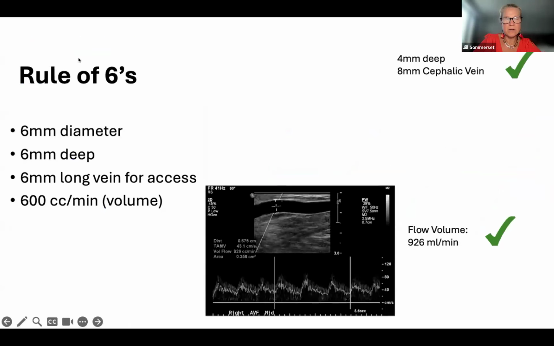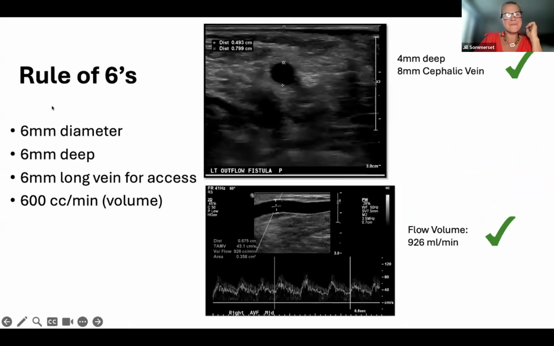Okay, so Carrie did a nice job of talking about the KDOQI guidelines. I like to use the rule of sixes. It's very simple. So the rule of sixes, quickly in your mind, is we want the depth of the fistula that we're going to cannulate to be less than 6 millimeters from the surface. We want the diameter to be greater than 6 millimeters. And then we need about 6, actually centimeters, sorry, that's a typo, long for access.